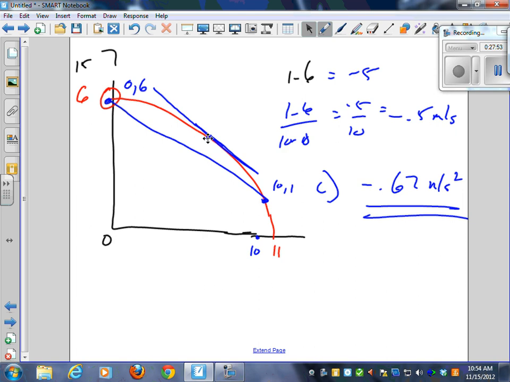And D, does this graph show uniform or variable motion? Because the velocity is changing, it is known as variable motion.